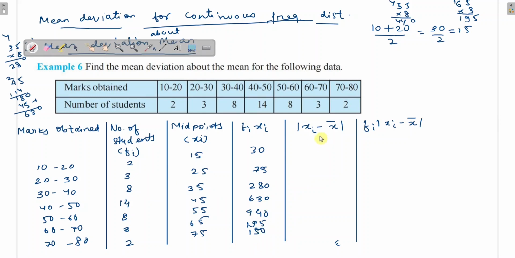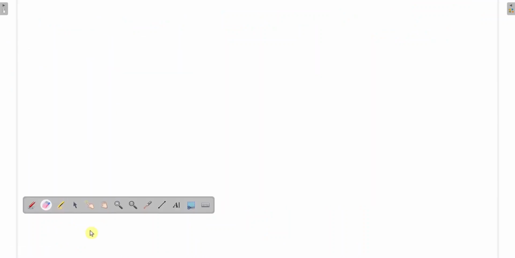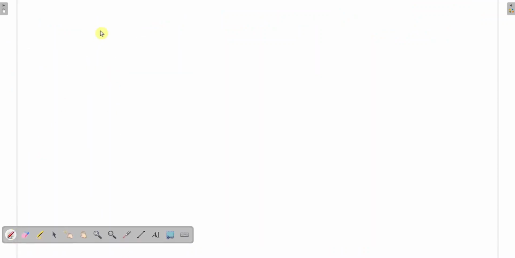Now we can find the modulus of xi minus x bar. Before that we have to find the mean. So let us find the mean, that is x bar, which is equal to summation i going from 1 to 7 of fi xi divided by summation i going from 1 to 7 of fi. So what we want is the total of fi xi and the total of fi.